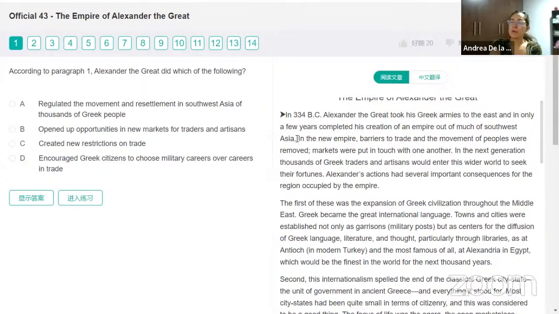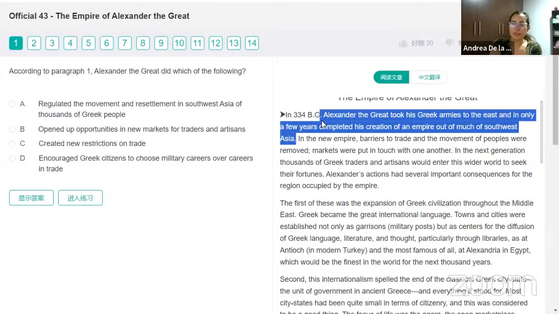Una vez que ya tienes una información, busca si tienes esa misma información en una de las opciones. Entonces dice, regulated the movement and resettlement, no tiene nada que ver con la creation of an empire. Y open up opportunities in markets, no tiene nada que ver con creating an empire. Created no restrictions, no tiene nada que ver con el empire. Encourage Greek citizens to choose, tampoco tiene nada que ver. Solamente leyendo la primera parte ya descartamos esta información, no nos sirve.